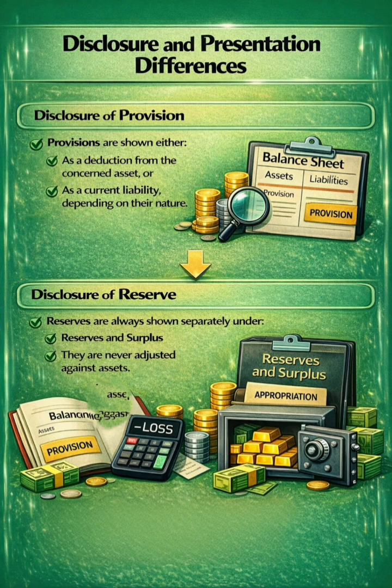Disclosure and presentation differences. Disclosure of provision. Provisions are shown either as a deduction from the concerned asset or as a current liability, depending on their nature. Disclosure of reserve. Reserves are always shown separately under reserves and surplus. They are never adjusted against assets.